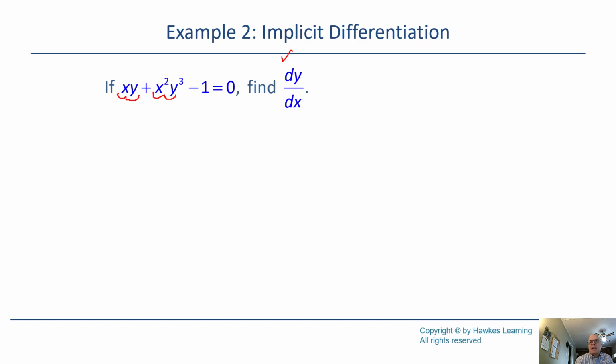So, let's take the derivative of this. Let's set it up. x times the derivative of y plus the derivative of x times y. Product rule for the first one. Now, product rule for the second one. x squared times the derivative of y cubed, plus, reverse the roles, the derivative of x squared and y cubed.